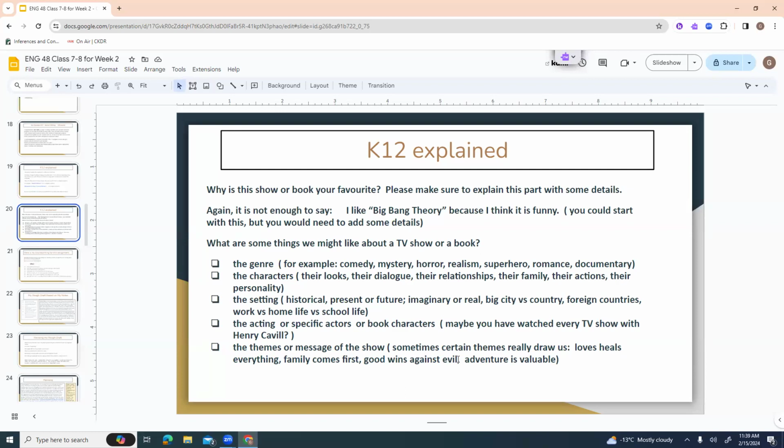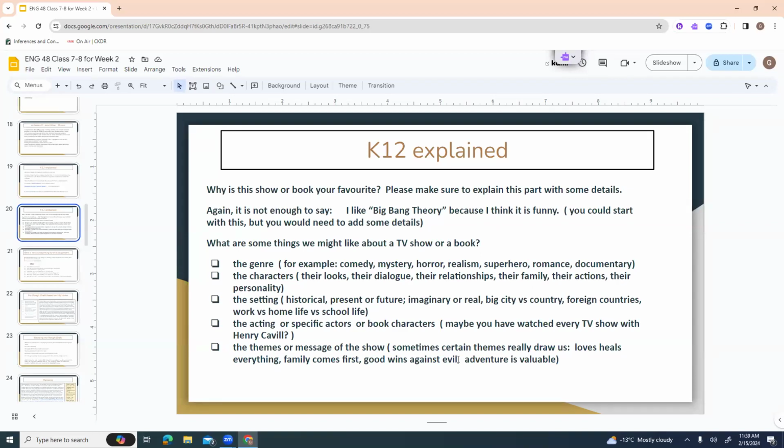Some people like shows that are based in the country. Some people like shows that are in big cities. Some people like shows that are all about foreign countries or all about work versus home life versus school life. Sometimes the setting can be a really important part of why we like a show.